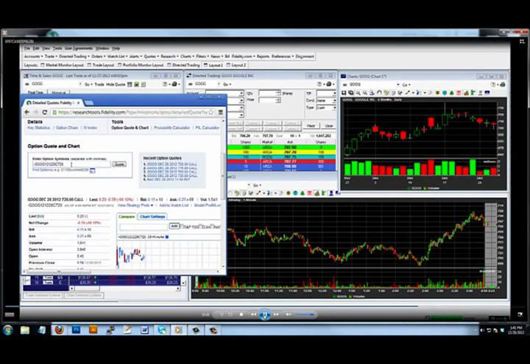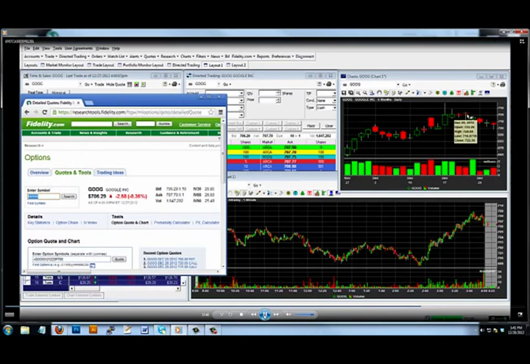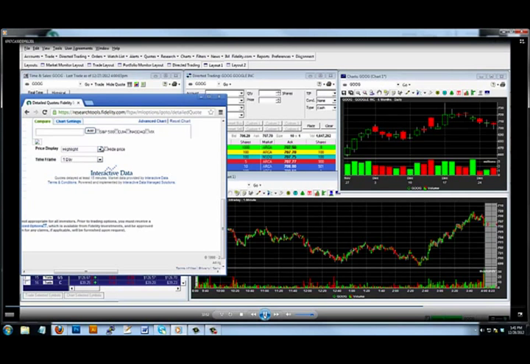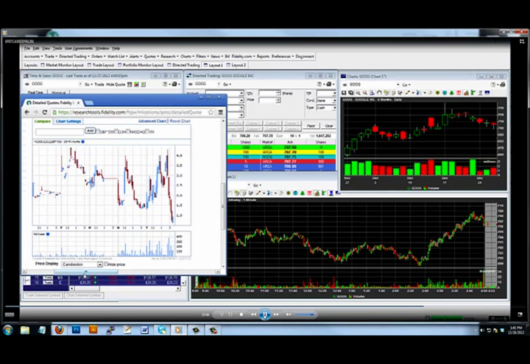Let's say you wrote the puts here, okay? Let's go with the put, and let's go with, what the heck, 700. Okay. So let's say you're looking at this action right here, and you're saying, remember, none of this has happened. You're looking at this action, and you're saying, you know what, Google's going to 730, Google's going to 740. I'm going to go ahead and write the puts because I believe that the stock is in an uptrend, and it's not going to do anything, right?